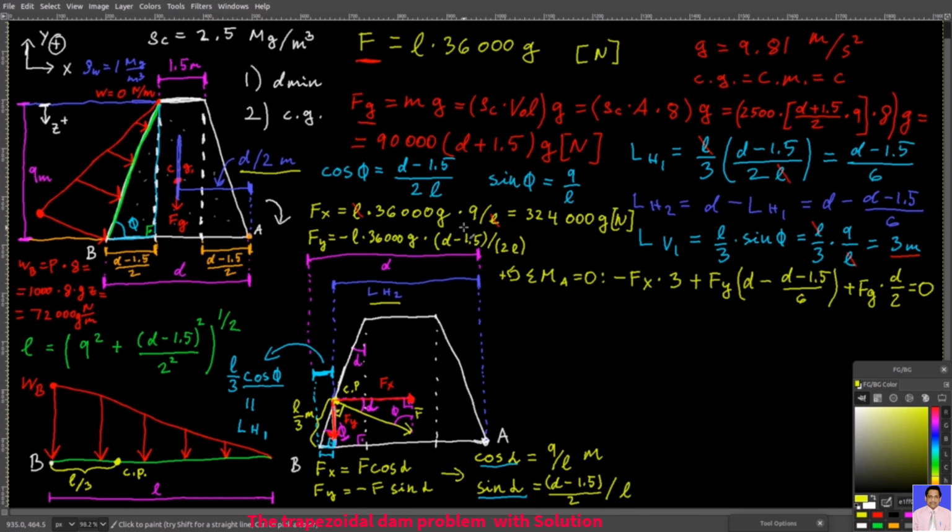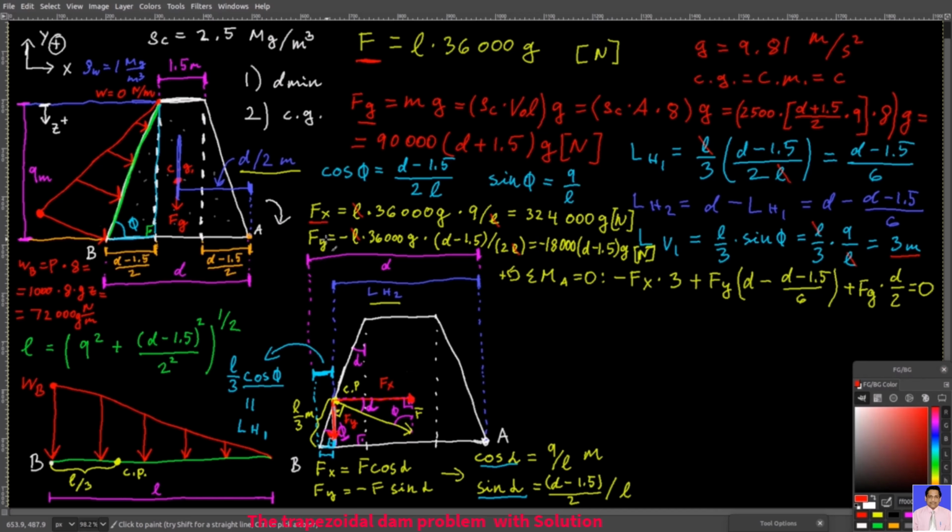And now Fy, that's minus F times sine alpha, so it's minus this force, and this is sine alpha, d minus 1.5 over 2L. Again, you can cancel out the L's, and you will be left with minus 18,000 times d minus 1.5 times g, and that's also in newtons.